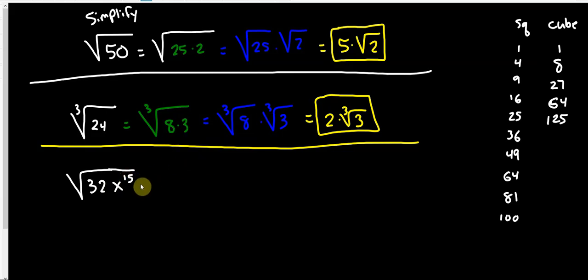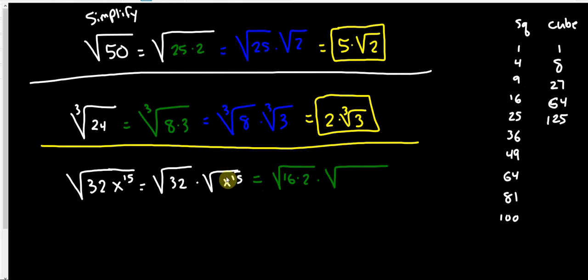So let's see if we can break this apart. The first place probably is, let's just break this apart into 32 and x to the 15 so we can take these piece by piece. Okay, let's just split them that way. So 32, does any perfect square divide evenly into 32? Oh, 16. So I could write 32 as 16 times 2.